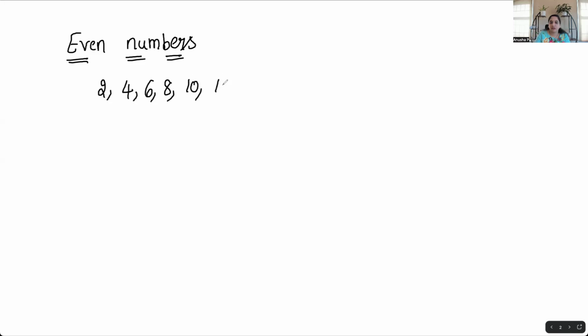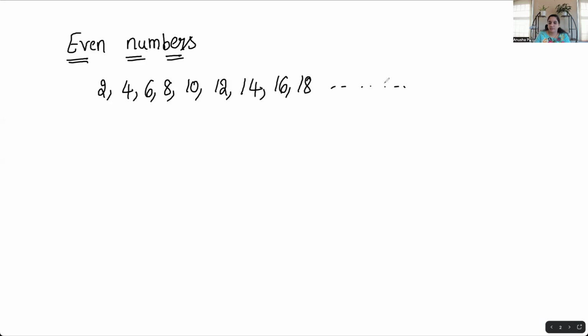And now we have even numbers and odd numbers too. So let me discuss what are even numbers. Even numbers are multiples of 2. Whatever numbers come under the 2 table, those are all called the even numbers, like 2, 4, 6, 8, 10, 12, 14, 16, 18, and so on.